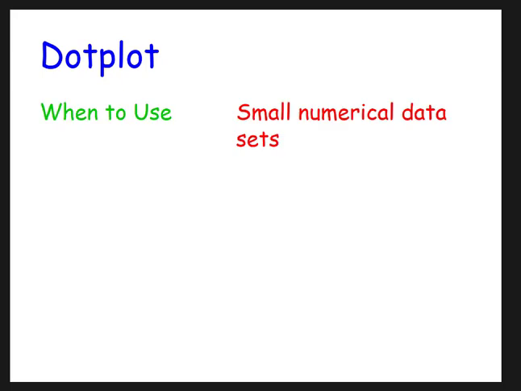The dot plot is used for small numerical sets of data. In other words, numerical sets of data that fit in a small range. For one, we don't want a dot plot to go from 2 to 315, too large of a range. It has to have a small range, but also a limited number of points. If we have 300 or 400 data points, a dot plot would get pretty cluttered.